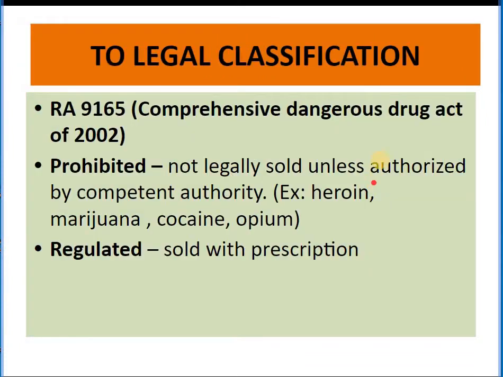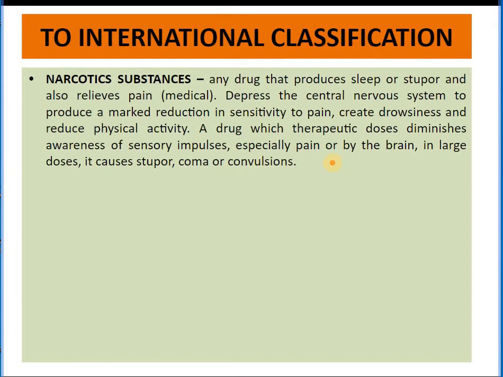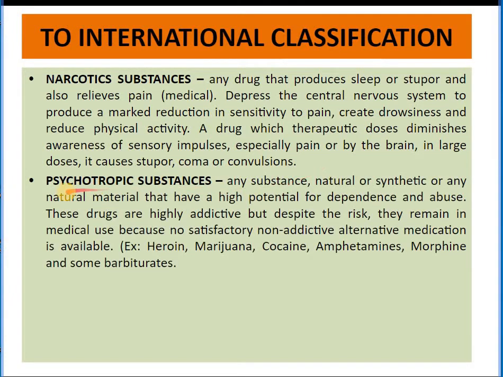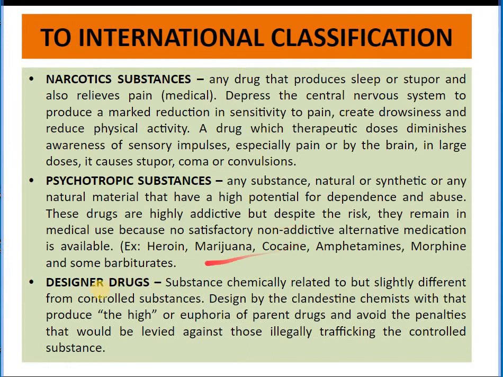Classification of drugs according to international classification. Ito, we have narcotic substances, we have psychotropic substances, and the last one, we have designer drugs. Ano po yung narcotic substances? These are any drug that produces sleep, okay, or stupor, or mga pain reliever, okay, depress the central nervous system to produce a marked reduction in sensitivity to pain, create drowsiness, reduce physical activity. So, madalas, ang narcotic substances, ito yung mga sleeping pills, sabi nga nila.